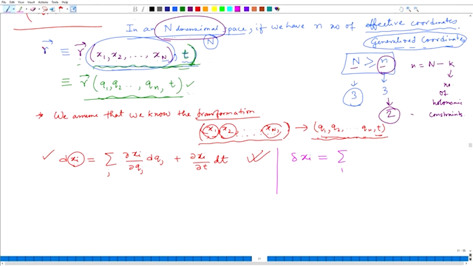That will simply be summation over j del xi del qj delta qj. Now, what will be a counterpart of this term, equivalent to this term? There will be no term like this, because delta t is 0. So, in a virtual displacement only the generalized coordinates move, but not the time.